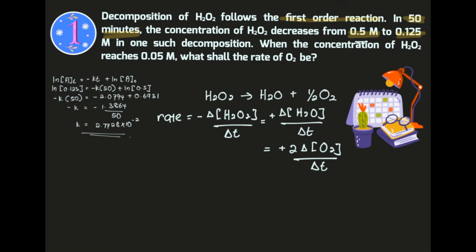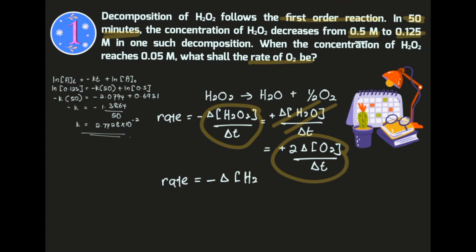In the question, it asks you to calculate the rate of oxygen. So we are just going to compare between the hydrogen peroxide and also oxygen. So we are going to slash off the water over here. I'm going to write it again. So the rate that we are looking at now is negative delta concentration of hydrogen peroxide over delta t is equivalent to positive 2 delta concentration of oxygen over delta t.